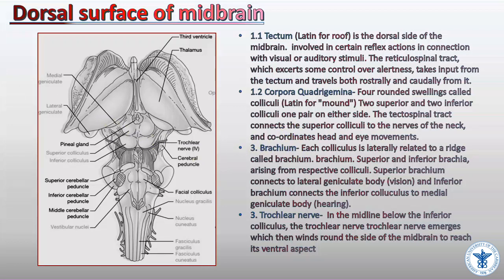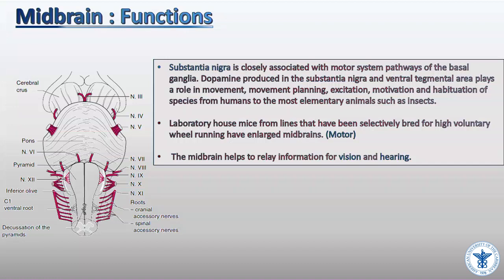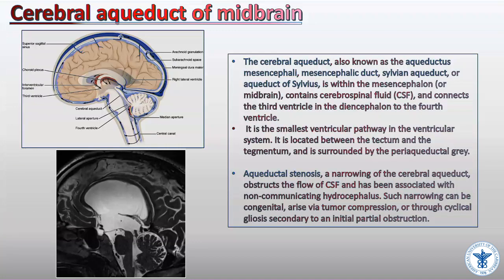Brachium basically means an arm. So you have the brachial plexus here. Yes? So brachium comes from the word which means arm. So they're arm-like extensions which get into the thalamus. And these would have the connections with vision and auditory or hearing. And the final structure on the dorsal surface that is important is the trochlear nerve.